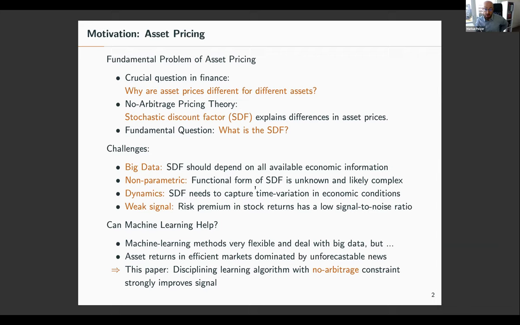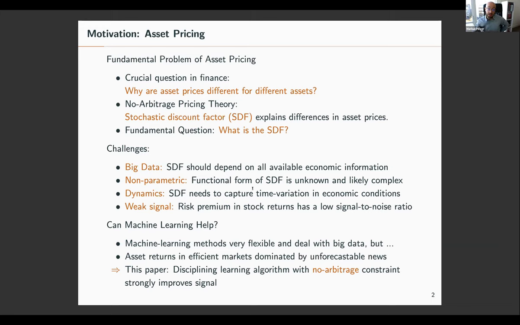Okay, so the question is to estimate the SDF, but that is a challenging problem for a number of reasons. So first, the SDF should depend on all available economic information, and that means there are a lot of variables and we have a big data problem. Number two, there's no reason that the functional form of this relationship should be simple, like linear. So it can be complex, as Turan has pointed out in his work and Bryan as well.